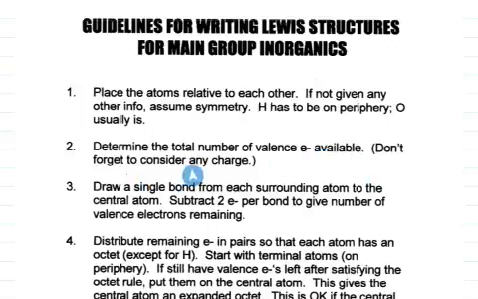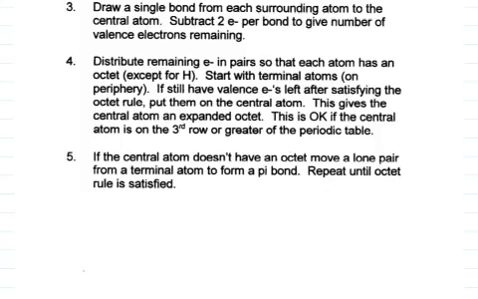Don't forget to consider any charges. Draw a single bond for each surrounding atom to the central atom and subtract 2 electrons per bond to give the number of valence electrons remaining. Then you're going to distribute the remaining electrons in pairs so that each atom has an octet, except for hydrogen. You're going to start with terminal atoms on the periphery. If you still have valence electrons left after satisfying the octet rule, put them on the central atom.